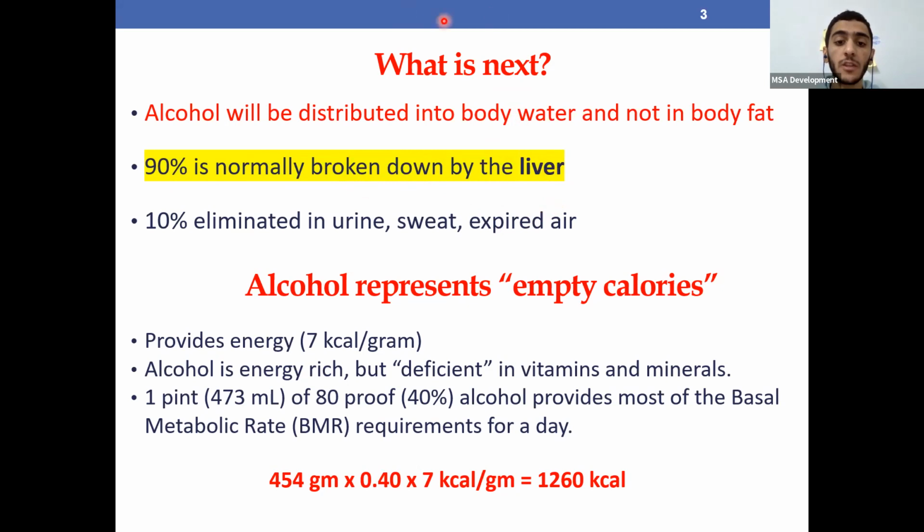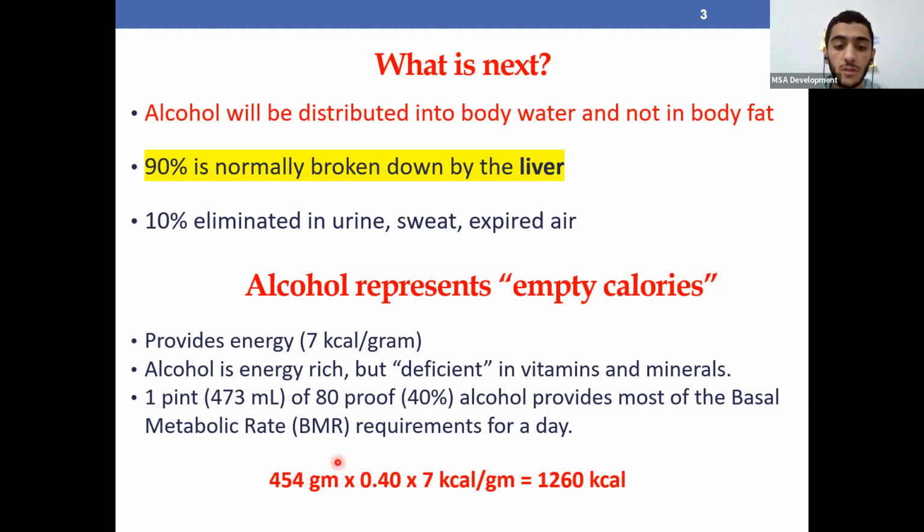Okay? Now, the next thing you need to know is that alcohol is basically empty calories. What is calories? Calories are energy. So alcohol has the energy. However, it's an empty calorie, so it only has energy. It's deficient in vitamins or minerals. So like you can't stay on an alcohol diet. However, it produces energy of 7 kilocalories per gram of alcohol.